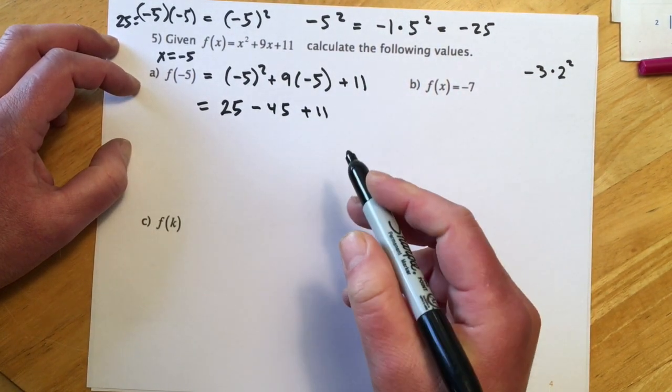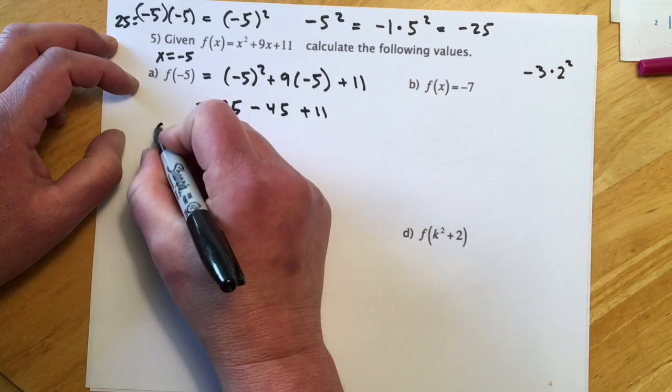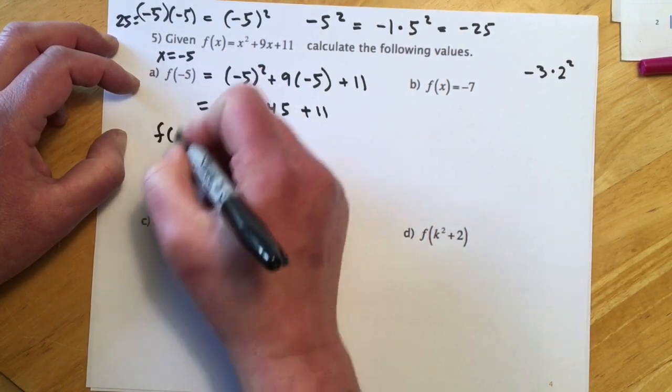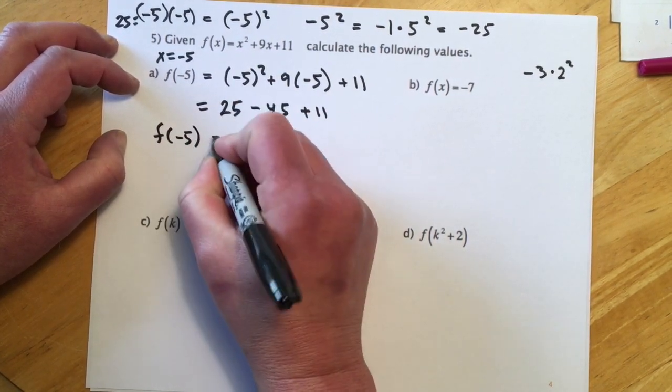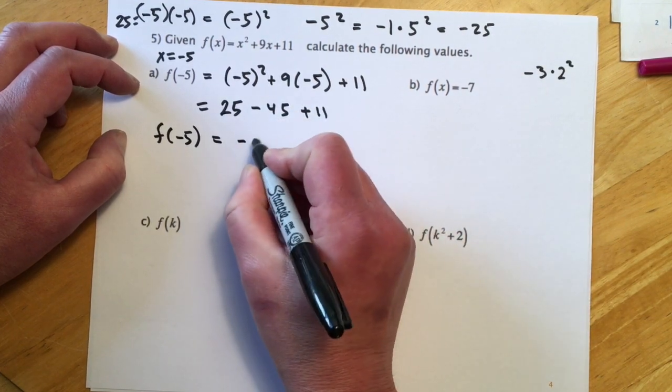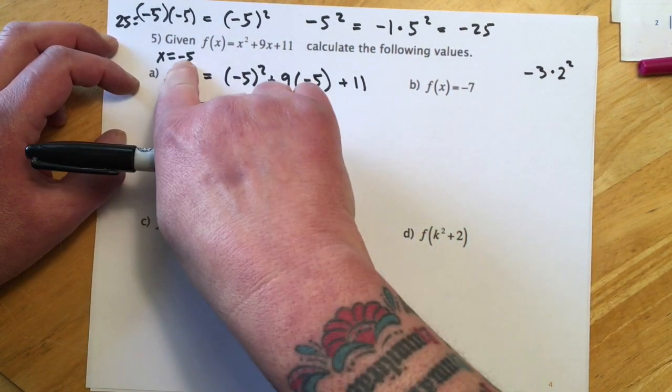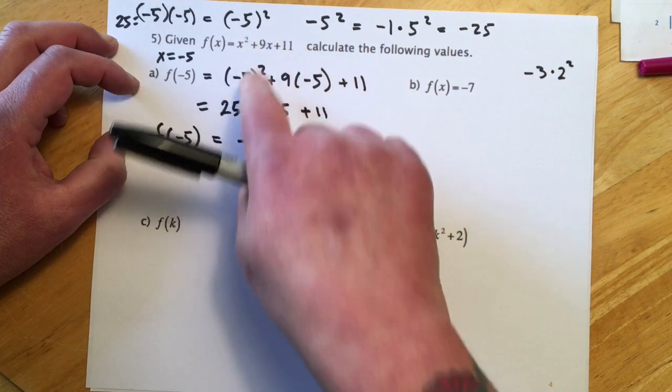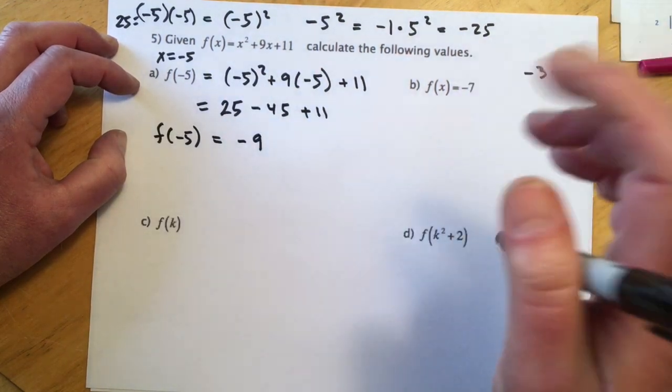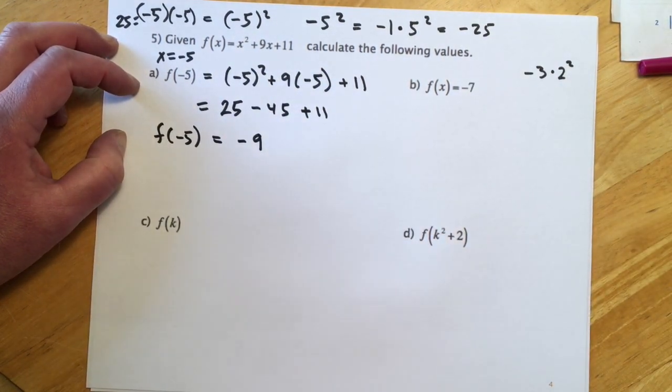And then if we add those up, I should be good and be writing my f of negative 5 over here. Looks like it's negative 9. So when I put in x's negative 5 into this equation, the output, the y value, what we're used to thinking of it as, is negative 9.